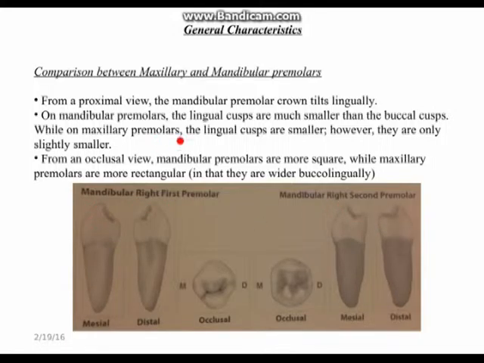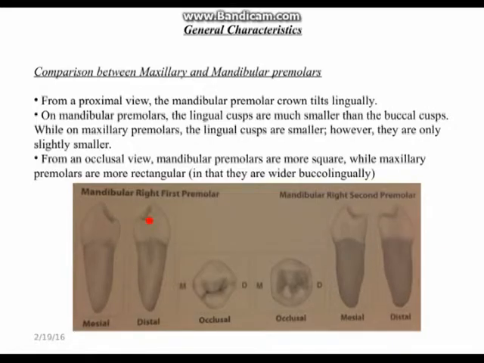Okay. While the lingual cusps are smaller, on the maxillary they are only slightly smaller. Now remember, the maxillary first premolar has a smaller lingual cusp than the buccal, while on the second premolar they're almost the same size. It's a little bit smaller, but they're almost the same size. So just remember, when it comes to mandibular, the lingual cusps are so tiny.